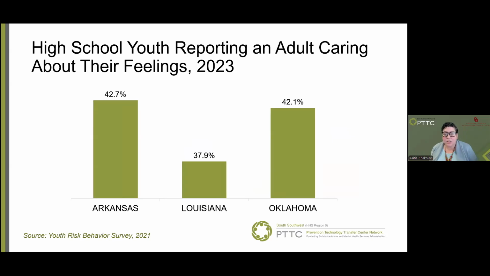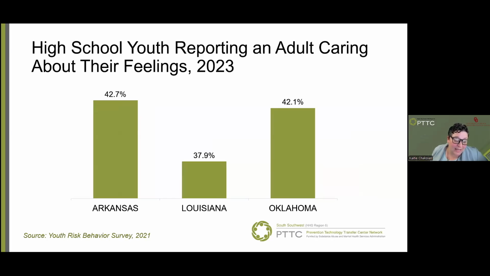This is looking at the protective factor of caring adults. So we're seeing in Arkansas and Oklahoma, almost half of youth are reporting that they really do have an adult who cares about their feelings. You'll notice here that we do not have data at the national level. We don't have data for some of our other states as well, right? New Mexico is not on there. Texas is not on there. So this will be a place where we start thinking about what do we do about data gaps, which we can also talk about. And yes, absolutely, Jerry.